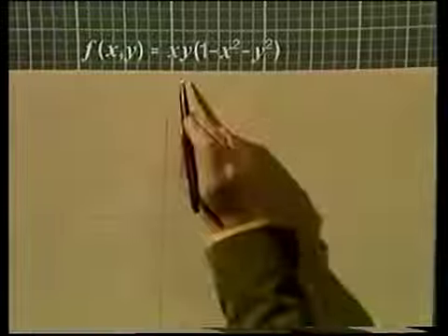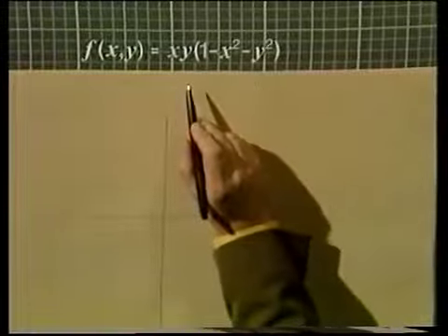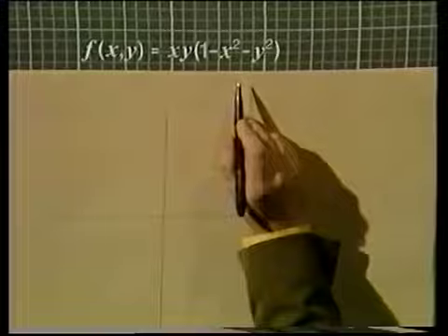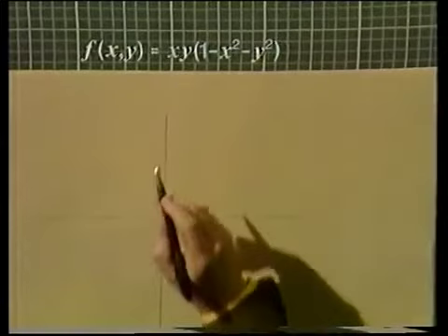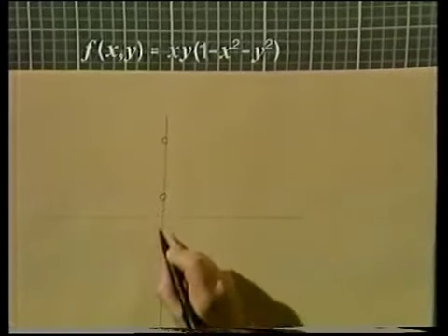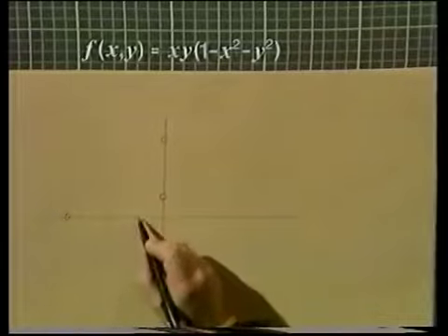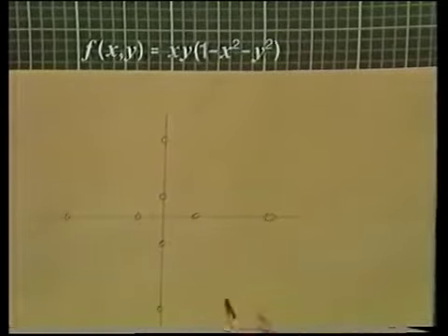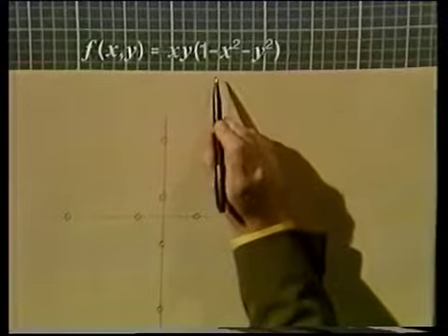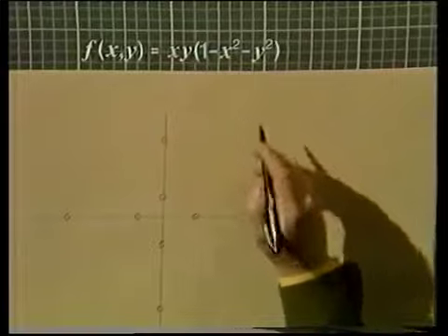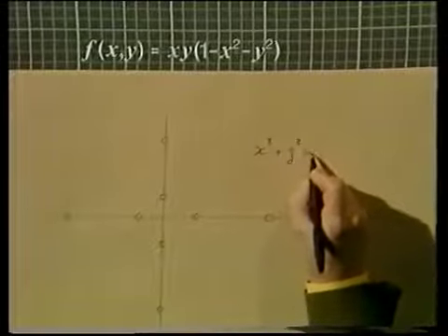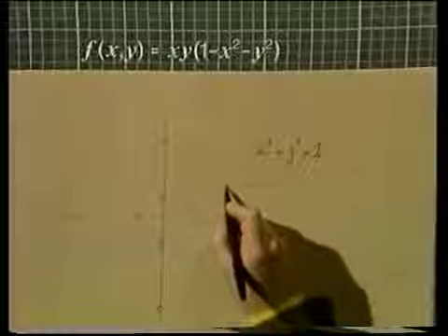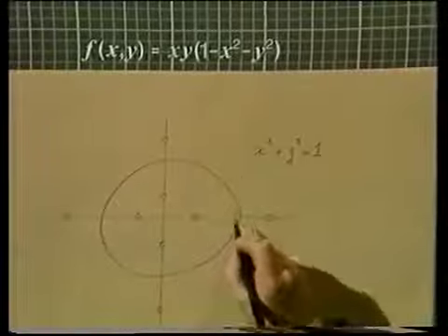That comes later. Our function f is a product of 2 terms, and so f vanishes when either of them is 0. The first term, xy, is 0, either when x is 0 or when y is 0. In other words, f is 0 on each of the x and y axes, along these 2 lines. f is also 0 when x squared plus y squared equals 1. Now, x squared plus y squared equals 1 is a circle, center the origin, and radius 1. So our function vanishes on this circle here.